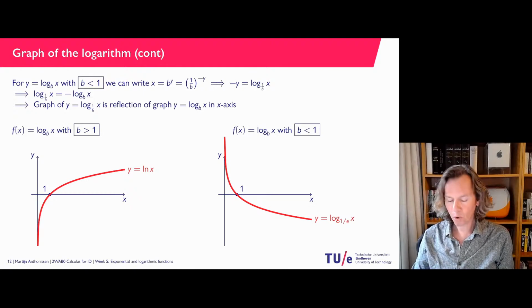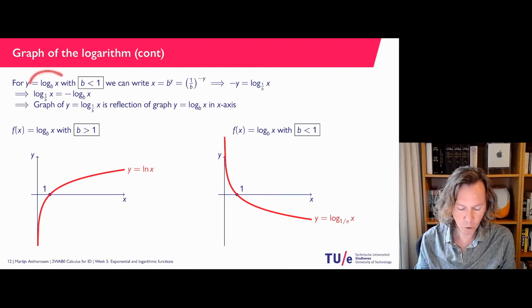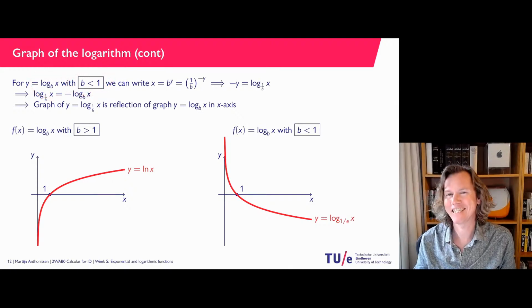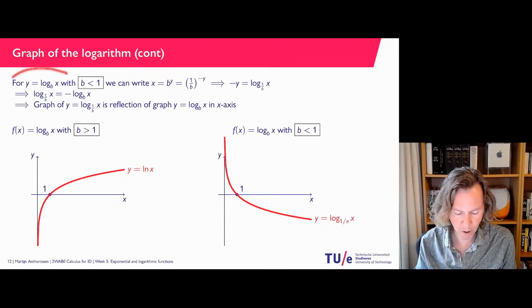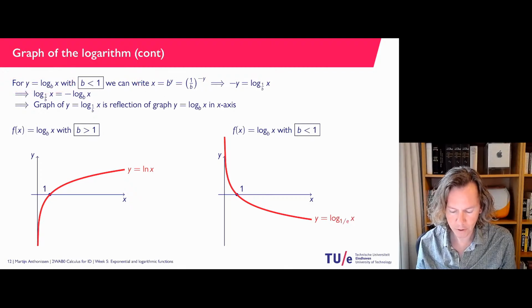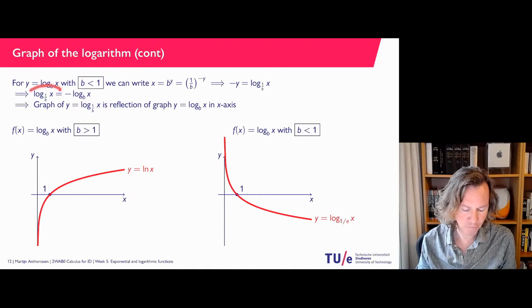Like before, you can mirror again. If you take a logarithm with a base less than 1, then you can rewrite it a little bit. It's not very interesting, because we normally always take the natural logarithm, but just so you know, if y is the b log of x, then x is b to the power y. You can rewrite that as 1 over b to the power minus y. So what you see here is that the log with base 1 over b is minus the log with base b.